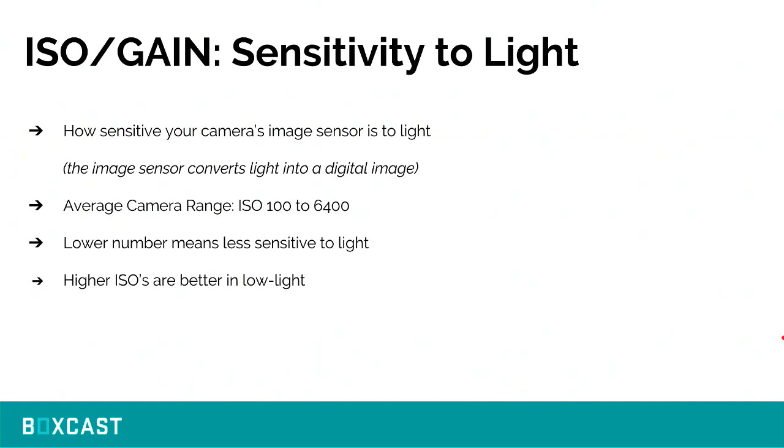So next we're going to jump into ISO and gain. Really, this is just how sensitive your camera's sensor is to light. Some sensors are better than others, and that comes with a price jump when you get another camera. But as you see here, the average range we try to shoot in is between 100 to 6400. You may have seen that setting on your camera before, but the reason we want to go with 100 is because there's less noise, which I will show you some examples of in a second.